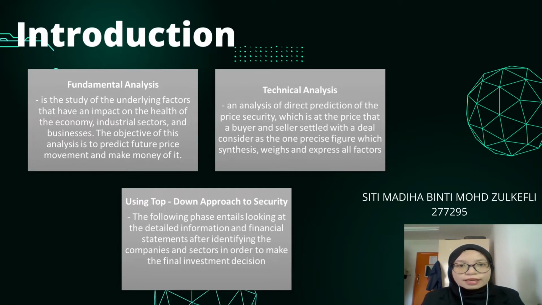The following phase entails looking at the detailed company information and financial information, including the statement of financial position, statement of income, cash flow, and also the security value in the market. The following phase also undertakes identifying the company and sector in order to make a final investment decision to buy the stock.